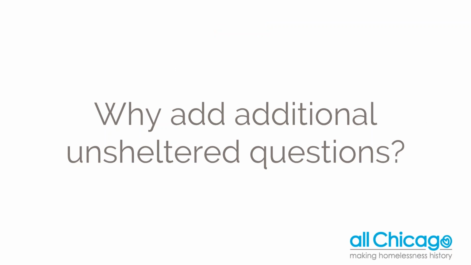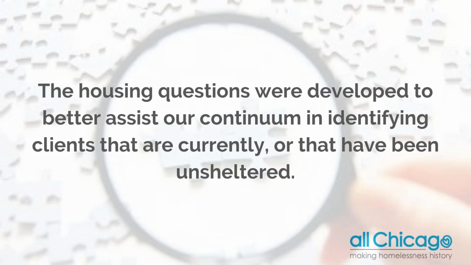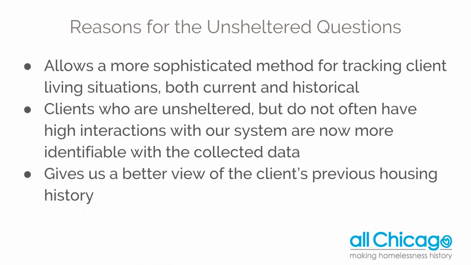So why are we adding these additional unsheltered questions? These housing questions were developed to better assist our continuum in identifying clients that are currently or have been unsheltered. These set of 6 questions will allow for a more sophisticated method of tracking living situations that are both current and historical. These questions were also created mostly because clients who are unsheltered often don't have high interactions with our system, and there has not been a sophisticated way of identifying which clients are unsheltered if they don't interact with the system a lot. The way that we are currently determining which clients are unsheltered is by which programs they are in. But that's not necessarily the case, right?